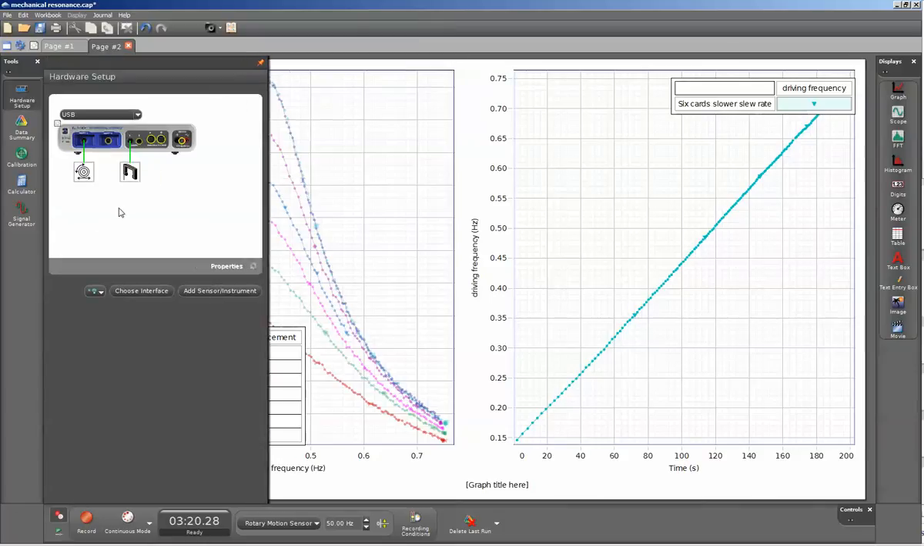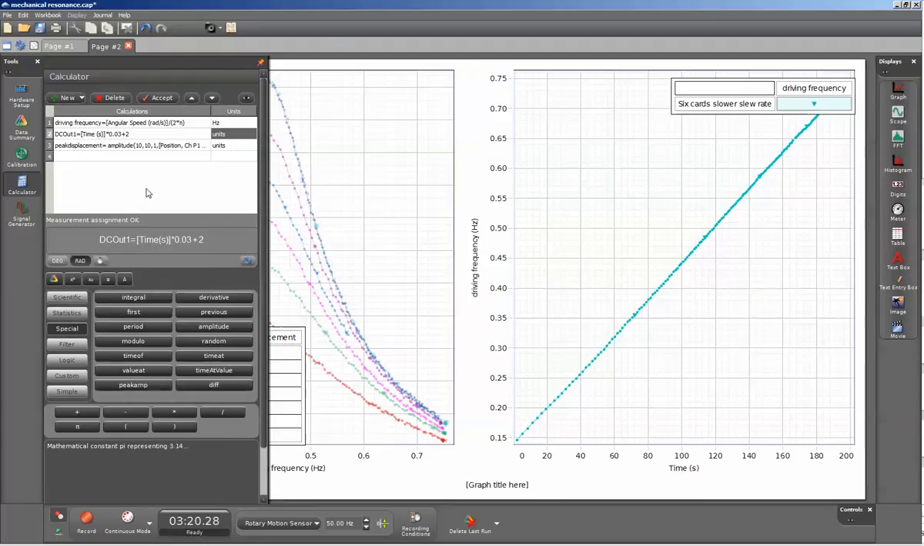So for this setup, I've used a 550 interface using a PASPORT rotary motion sensor and a PHOTOGATE. As I've stated before, the PHOTOGATE gives us the driving frequency of the system. And the rotary motion sensor, along with the track accessory, allows us to track the position of the cart along the track. Also, the 550 is being used as a signal generator, so that allows us to scan the driving voltages and change the driving frequency of the system.